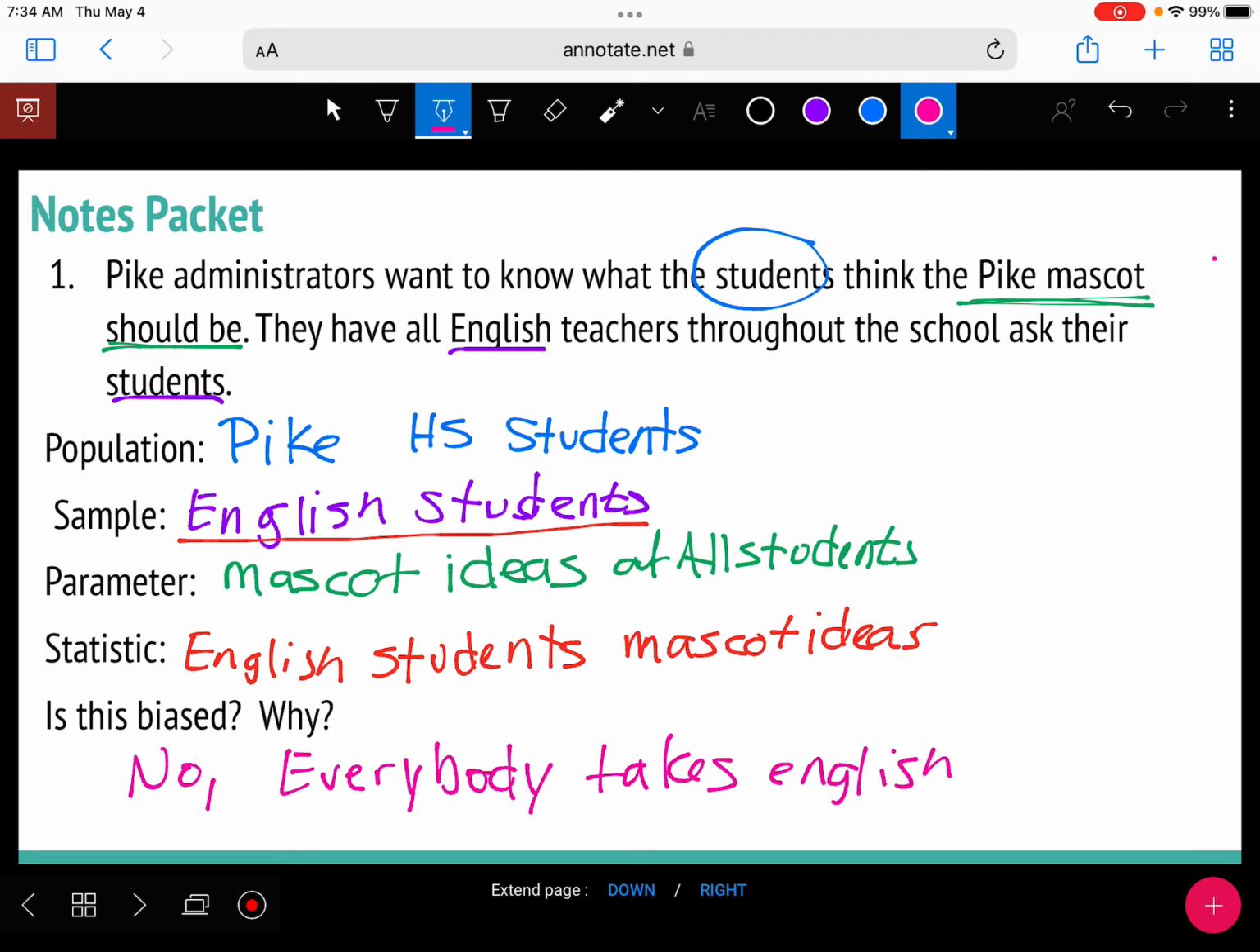Now, if they said they were only asking freshman English classes, then we'd have a problem because that's not representative of the whole school. If they were only asking senior English classes, then we'd have a problem because it's not representative of the whole school. But since they're asking all the English teachers, that one works because everybody takes English. So they're actually almost taking the whole population. Unless they only do some English teachers and they didn't say anything.